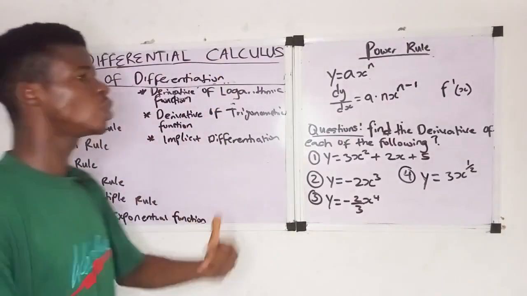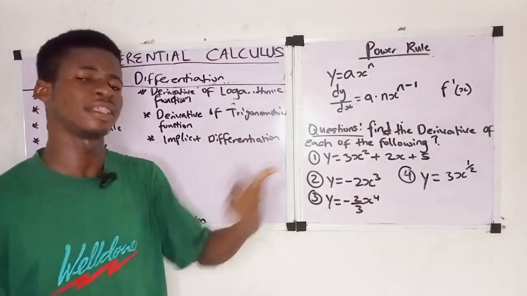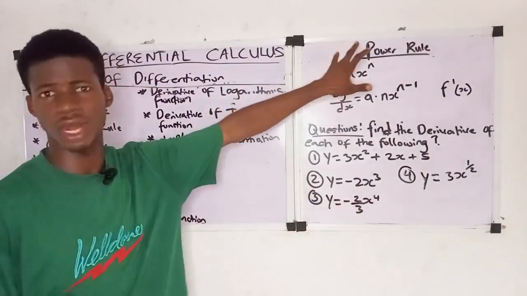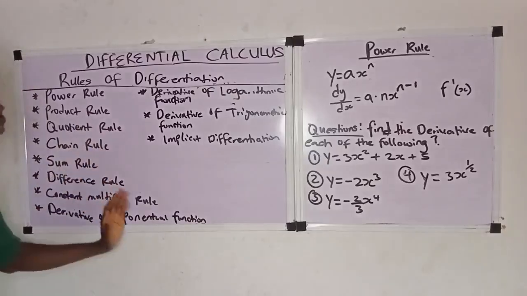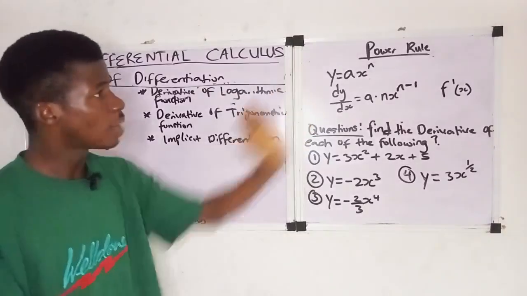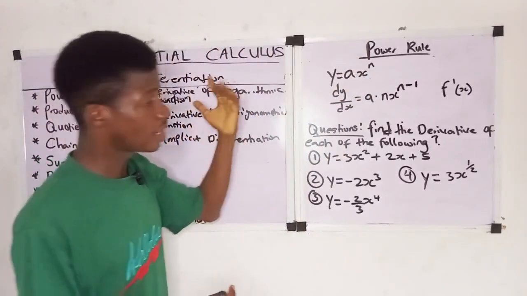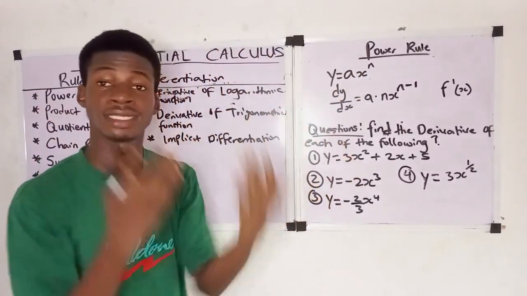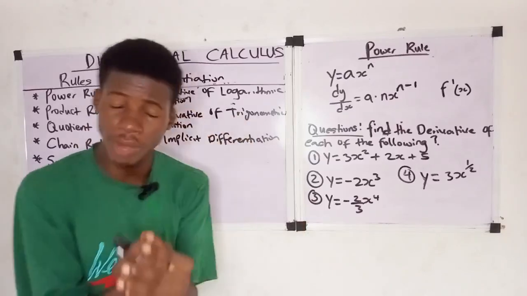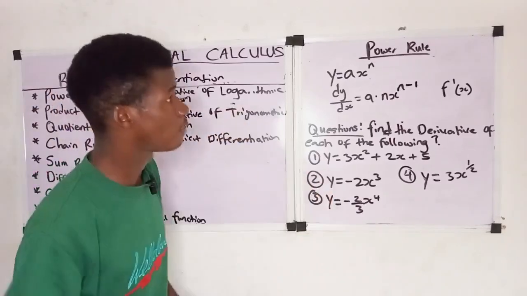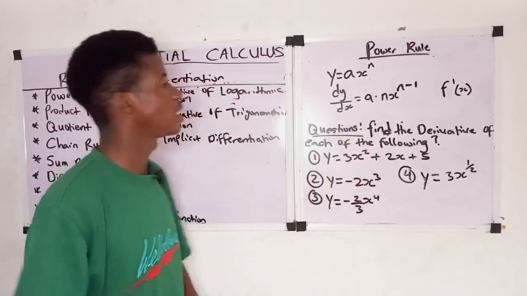How are you going to identify if a question is coming from the power rule, product rule or quotient rule? It's very easy. For the power rule, from the word power, if you look at the question and you find that the variable carries a power, you know that this question is coming from the power rule.